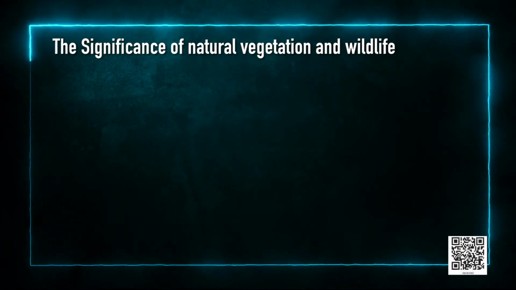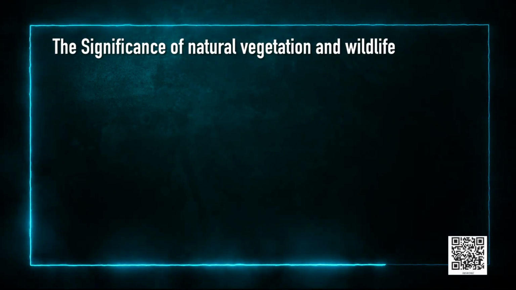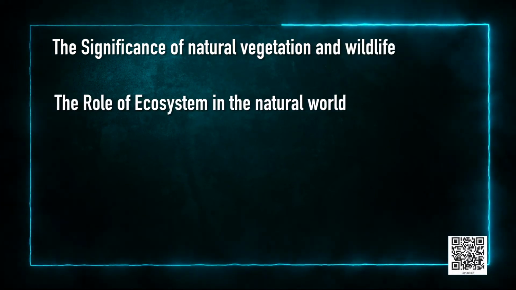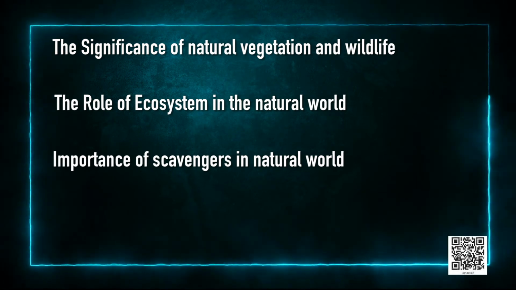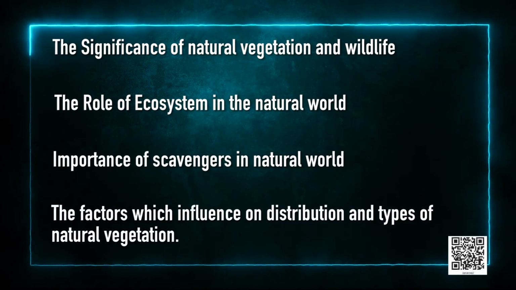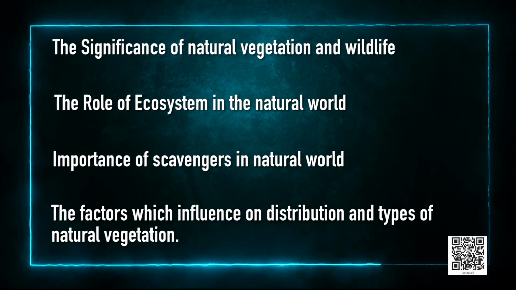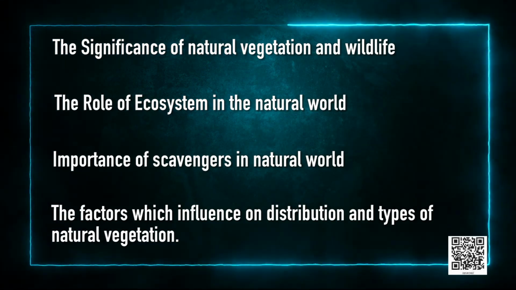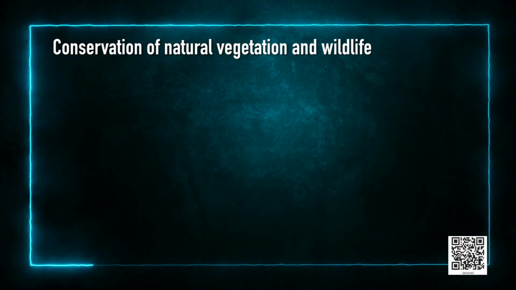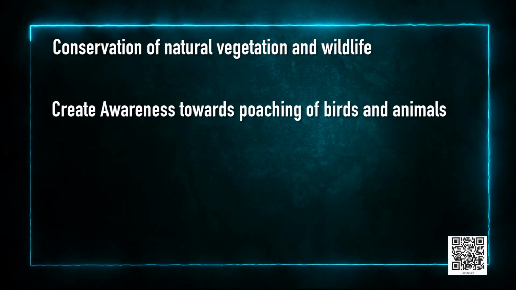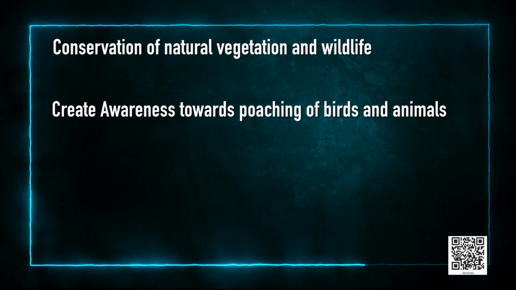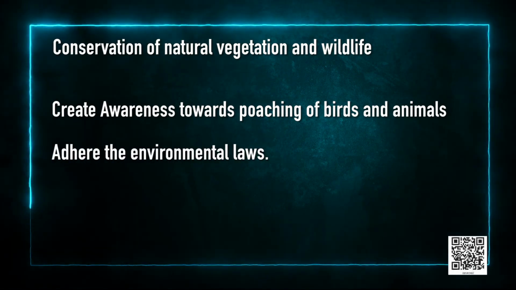So, students, in this session we have learnt about the significance of natural vegetation and wildlife, the role of ecosystem in the natural world, importance of scavengers in the natural world, the factors which influence the distribution and types of natural vegetation, conservation of natural vegetation and wildlife, creating awareness towards poaching of birds and animals, and adhering to the environmental laws.